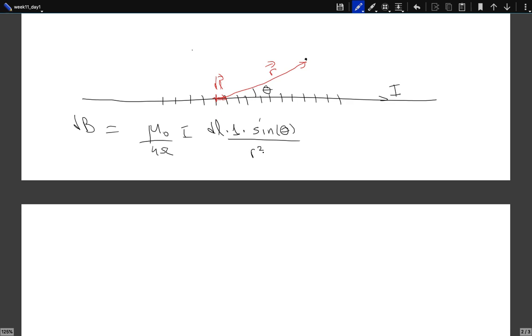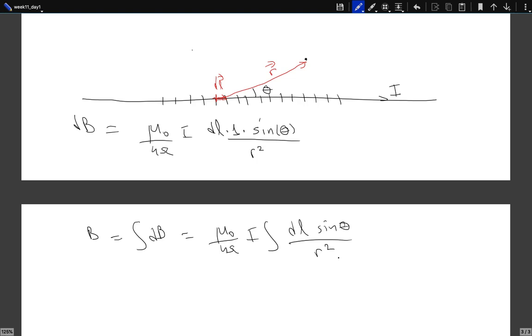This is the contribution to the magnetic field from this very small segment. So the total magnetic field will be just the sum of these dBs, which will be mu 0 over 4 pi I, the integral of dl sine theta over r squared.